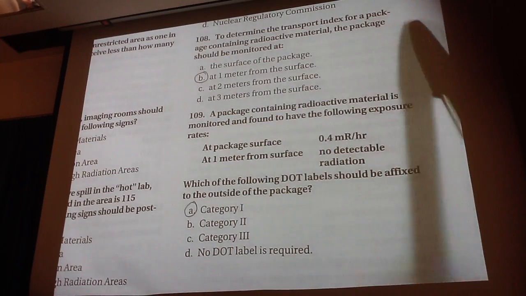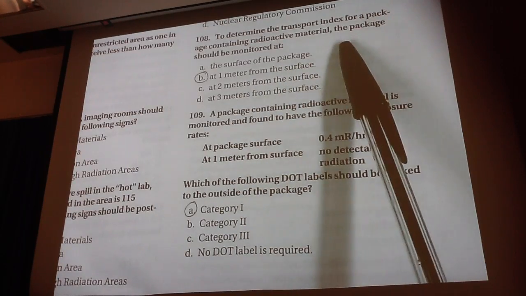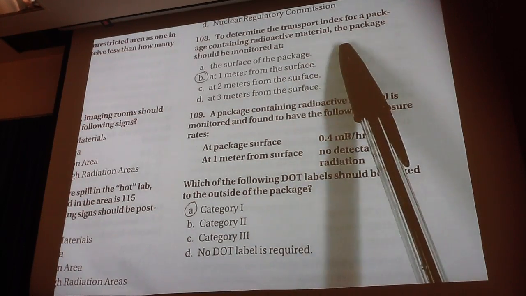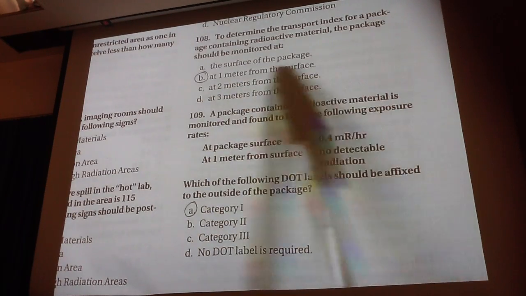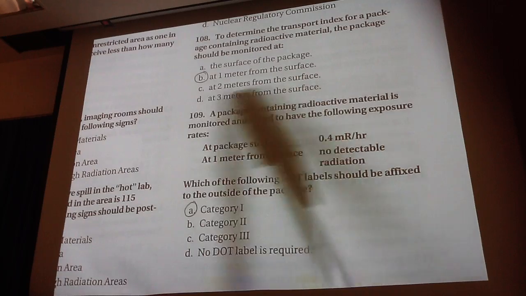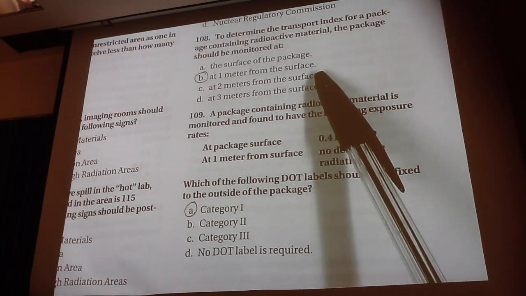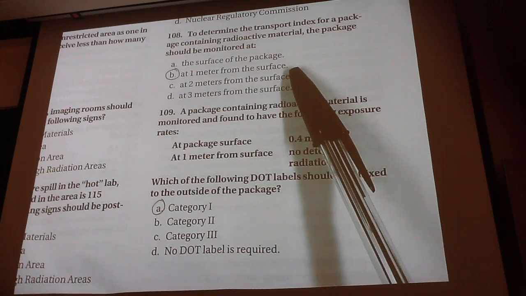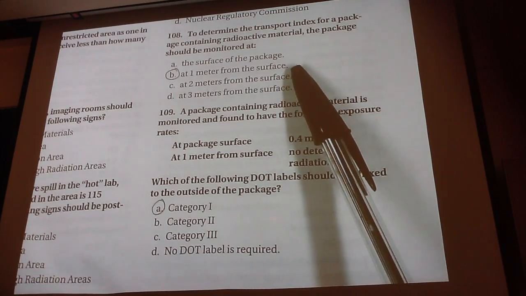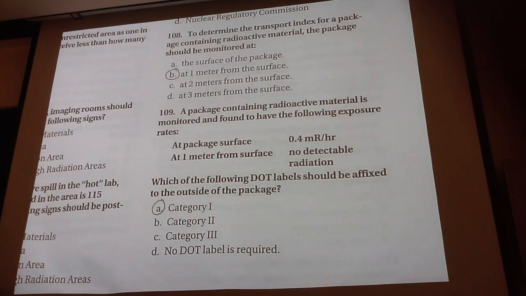Okay, then to determine your transportation index, that should be posted on all of your shipments, especially your yellow 2 and yellow 3. And remember, that's your radiation reading at 1 meter from the surface. You're also supposed to have posted on that label what radioactive materials are in there. Okay? And then you as the technologist are supposed to open up the package after you make sure that it's safe and verify what's in there, that it's what you ordered. Okay.